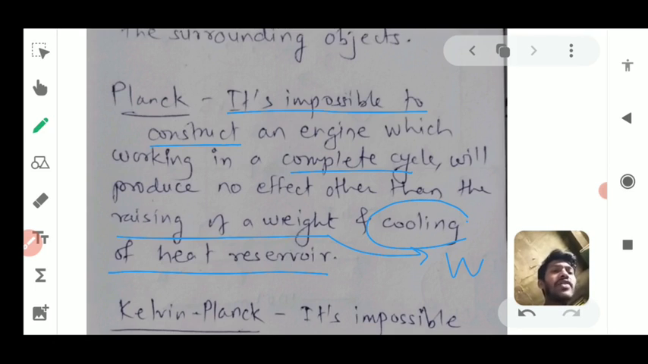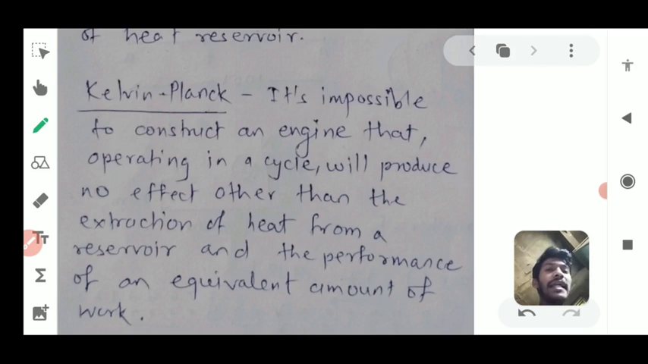Now there is another statement, Kelvin-Planck. That is the combination of Kelvin and Planck, because there are some corrections in that, or some new words; we see that Kelvin has not used the word engine, so we will replace it. It will be easier to remember. So this statement says it is impossible to construct an engine that, operating in a cycle, will produce no effect other than extraction of heat, that is Qin.